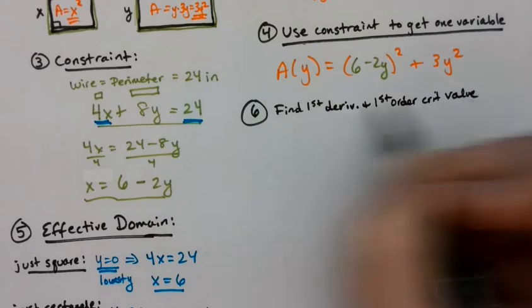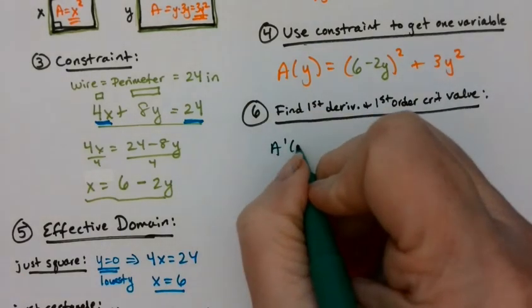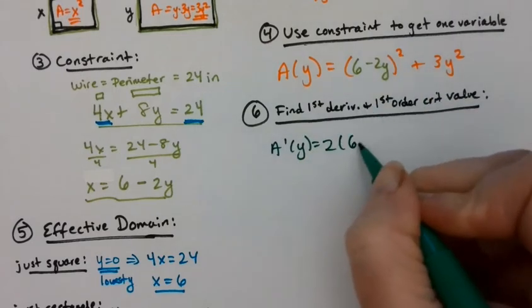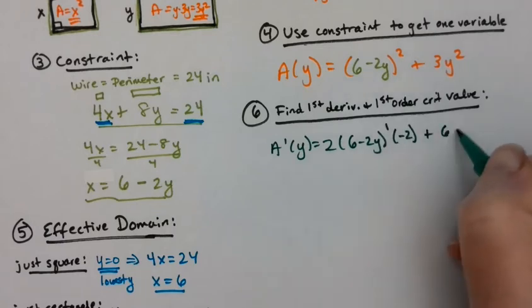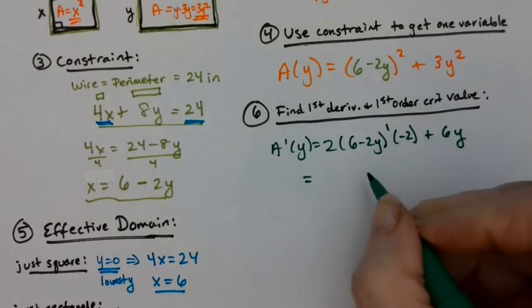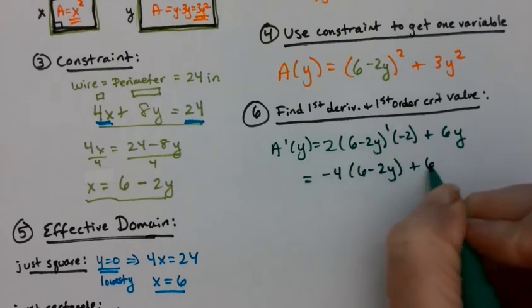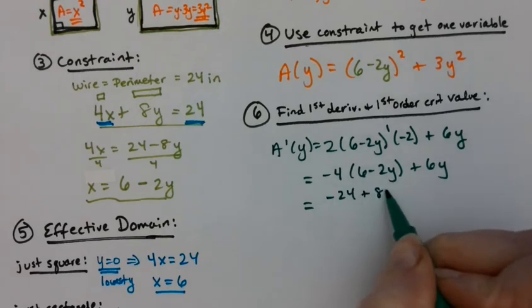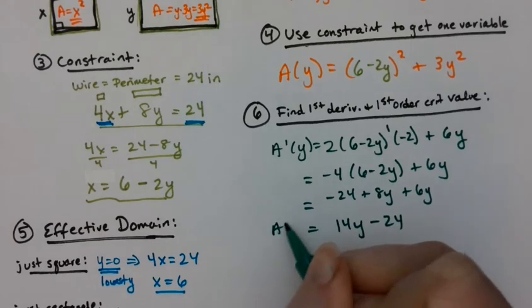Okay, well, the first derivative is easy to find. Just need a little bit of chain rule. So I guess I'll do this in green here. A prime of y would be equal to 2(6 take away 2y)^1 times negative 2 plus 6y. That would be equal to, distributed, negative 4 times (6 take away 2y) plus 6y, and that would be equal to, distributing that, negative 24 plus 8y plus 6y, which would be 14y take away 24. All right, so that's the first derivative right there.